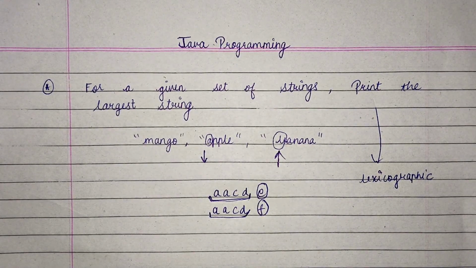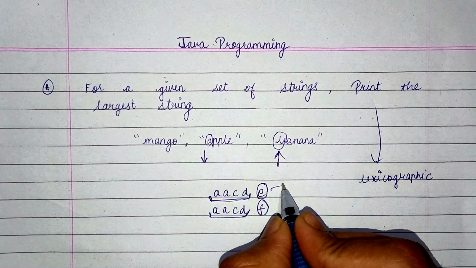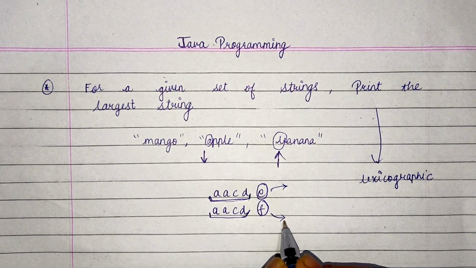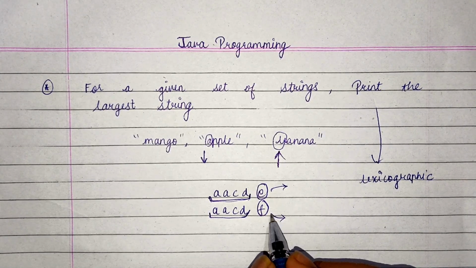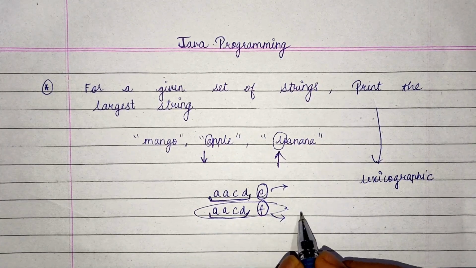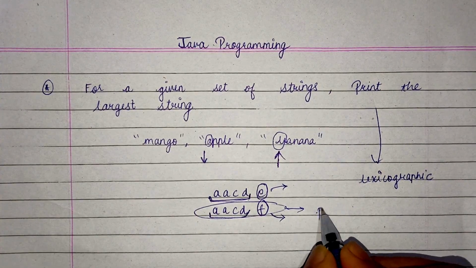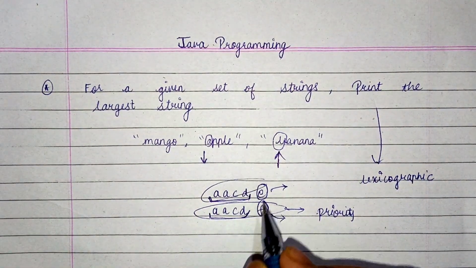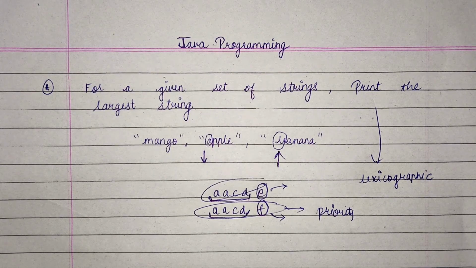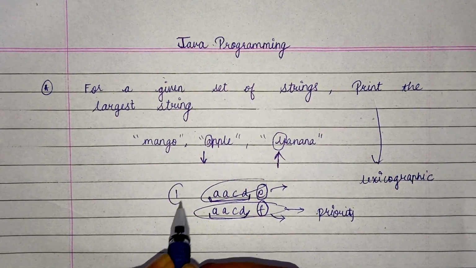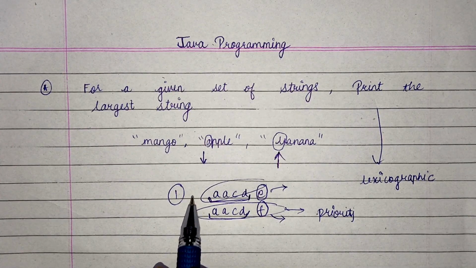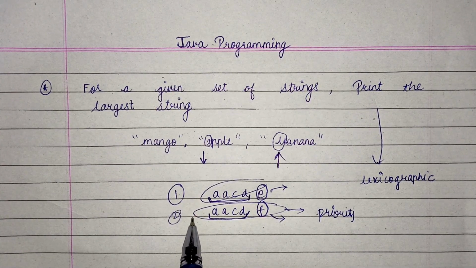E comes first and F comes after E. So that's why the second string gets the higher priority than the first string, because E is less than F. So the first has lower priority and the second has higher priority.